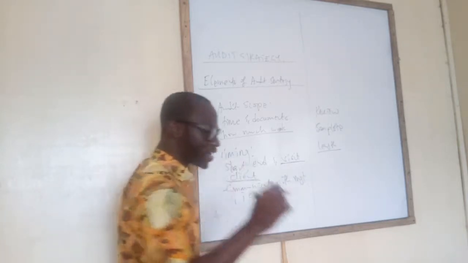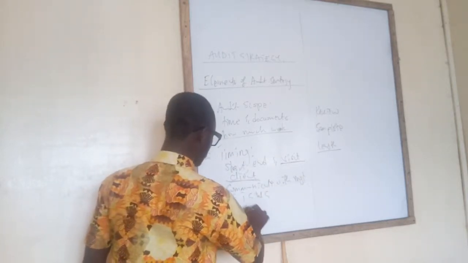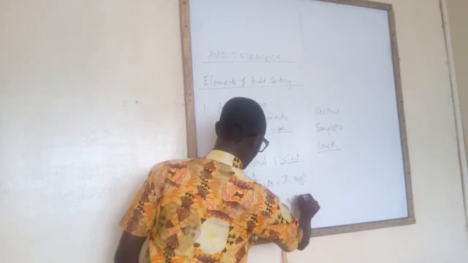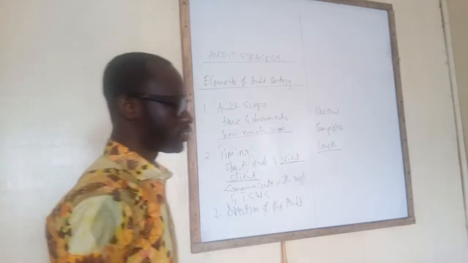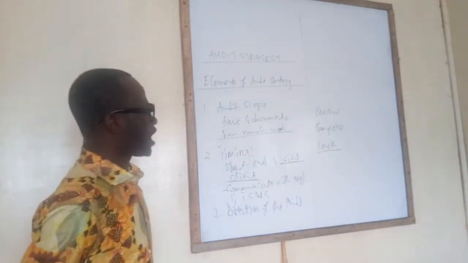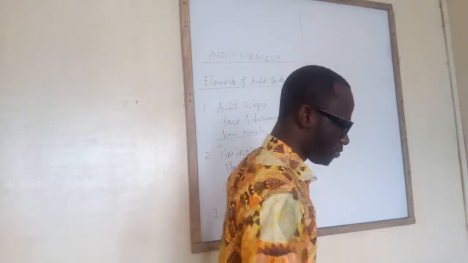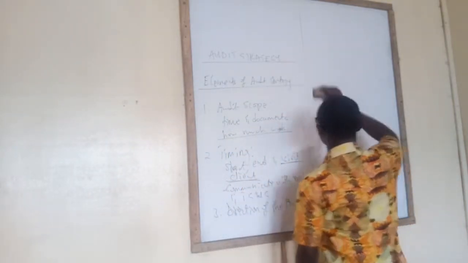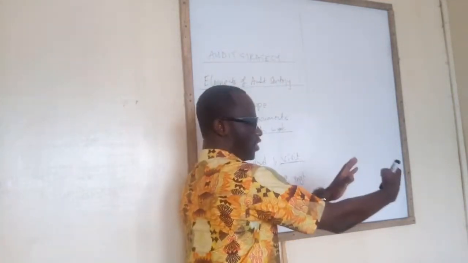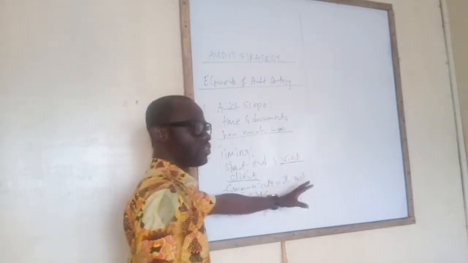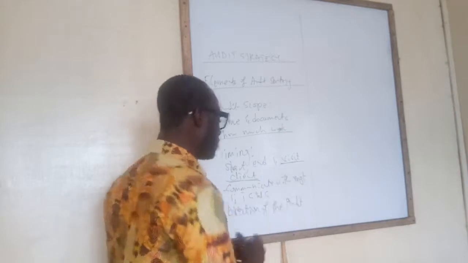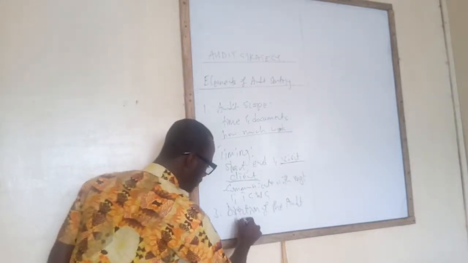Third, direction of the audit. This refers to how the audit team undertakes the audit. That is the direction of the audit. Now, the direction of the audit depends on two things.